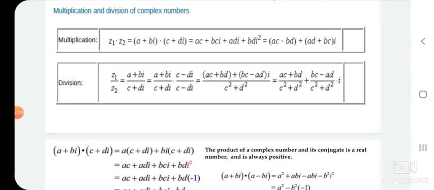Similarly, division. Z1 by Z2 is equal to A plus Bi by C plus Di. In this case, if we perform a division, we have to multiply and divide by the complex conjugate of the denominator quantity. Here our denominator quantity is Z2, that is C plus Di. Its complex conjugate is C minus Di. We have to multiply and divide C minus Di to the numerator as well as the denominator.